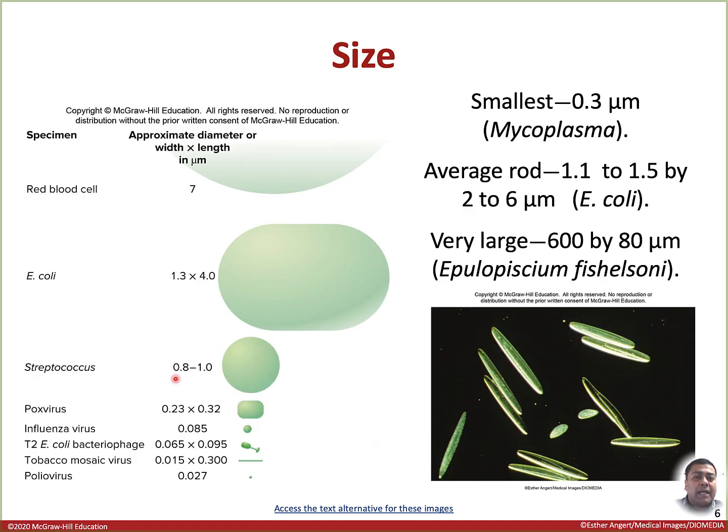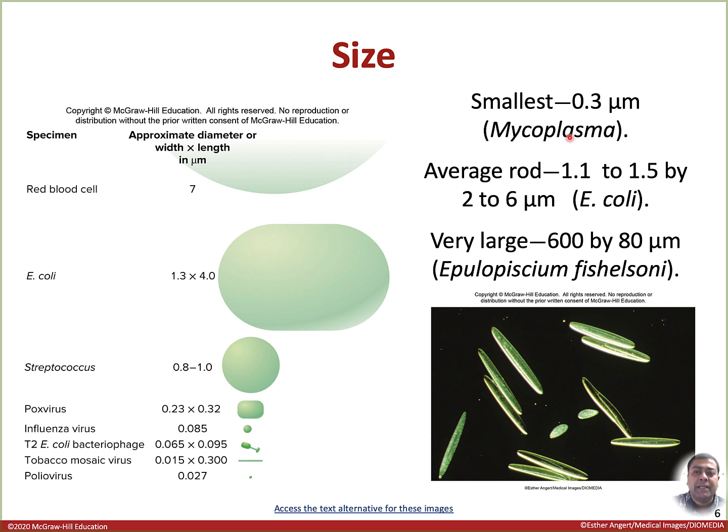So here is a size comparison. You can see that compared to a red blood cell, E. coli is much smaller, about 1.3, 2 to 6 micron in diameter. Streptococcus is smaller still, about 0.8 to 1 micron in diameter. They are considerably larger than all the viruses, and that is the reason we can visualize them under the light microscope, whereas viruses we usually cannot see, except probably one or two, without the electron microscope. The smallest of all these is Mycoplasma, about 0.3 micrometer, and they do not have a rigid cell wall.